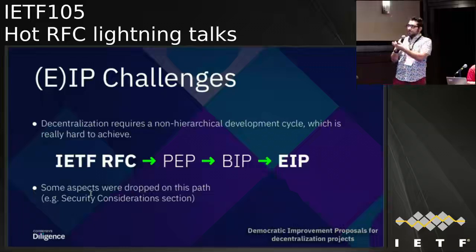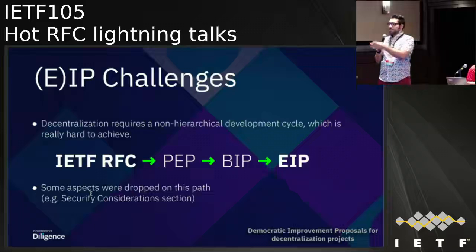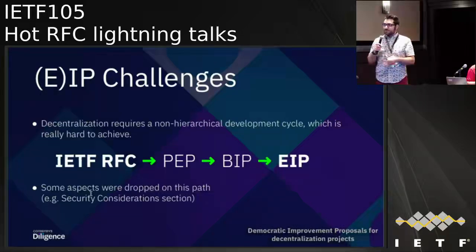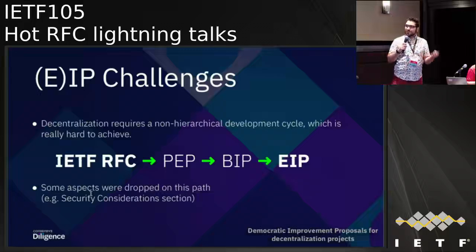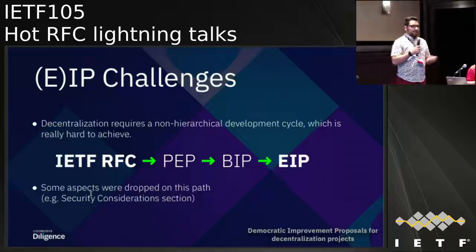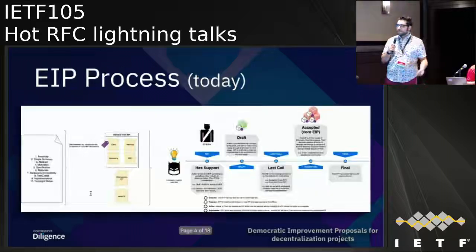So they have the EIP, Ethereum Improvement Proposals, which was inspired by Bitcoin Improvement Proposals, and that was inspired by PEP, Python Enhancement Proposals, which was also inspired by the IETF's Request for Comments. And there are some aspects that were dropped on this path. We don't know where exactly, but the security considerations section is not there in EIPs. I'm really trying to add it back, and it will probably be added in the next month.